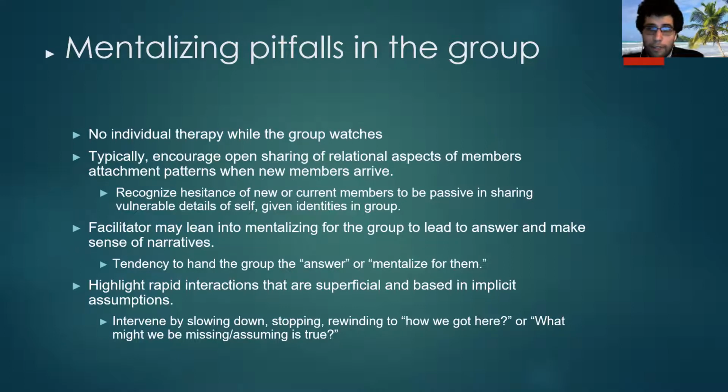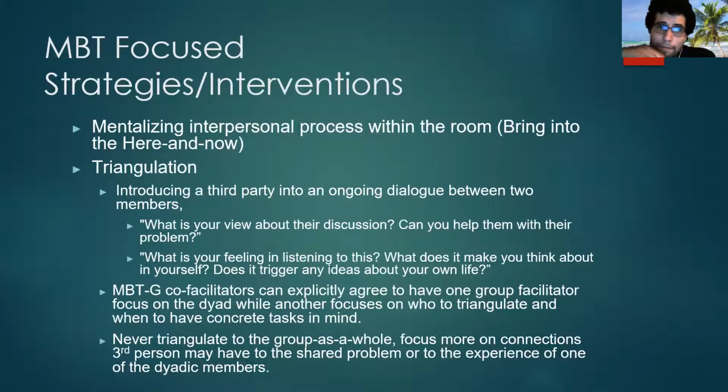As facilitators, you may lean into answering the questions for the group and mentalizing for them. You want to avoid doing that. And you want to highlight if there are rapid interactions that seem superficial or implicit assumptions being made about the people in the story by stopping: how did we get here? I might have been missing something, and backing up. So essentially, triangulation is the thing that we would do a lot with bridging. Whereas if you have 2 people in a dyad talking, you ask a third person, what's your view on this discussion? Can you help them out with the problem that they're going through with one another? Or what's your feeling listening to this?